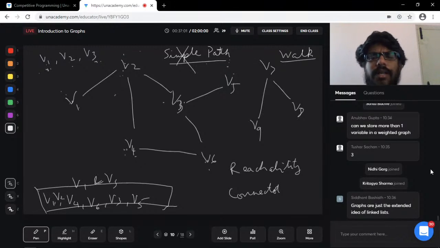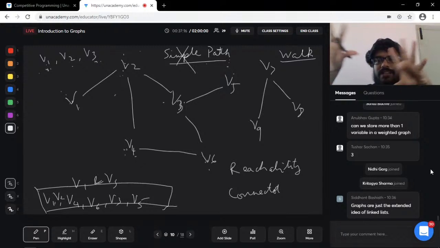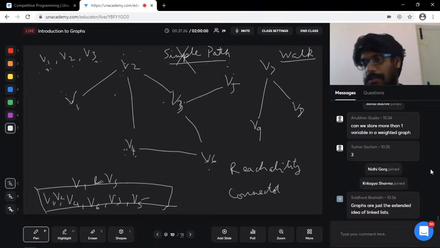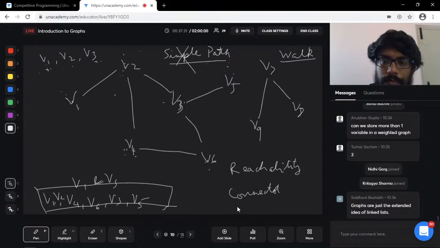Siddhant, that is interesting, but not exactly true. So Siddhant is wondering whether graphs are an extended idea of linked list. In essence, you could say linked lists are like a linear thing. Now you can have branches and you can have lots of things. That is one way to look at it, but not a very useful perspective, I would say. But yes, sure, if it helps you, you can definitely think of it like that.